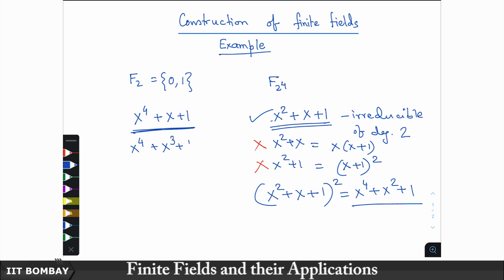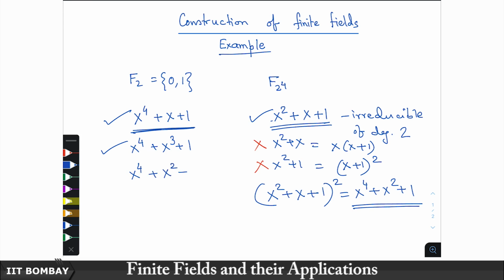Now, x^4 + x^3 + 1. This is also not the same as the square of x^2 + x + 1. So, we only need to verify if this has any root. If you put x equal to 0, this is not equal to 0, it is 1. If you put x equal to 1, again you get 1 + 1 + 1, which is 1 modulo 2. So, this is an irreducible polynomial.